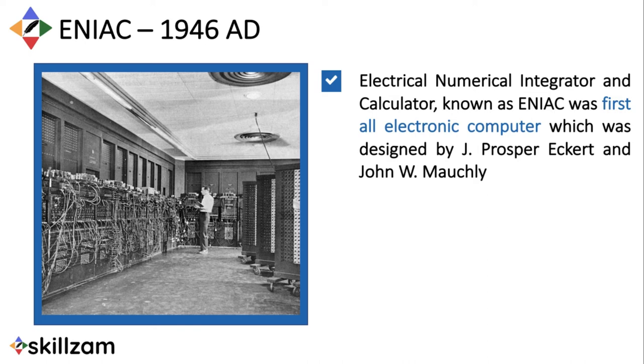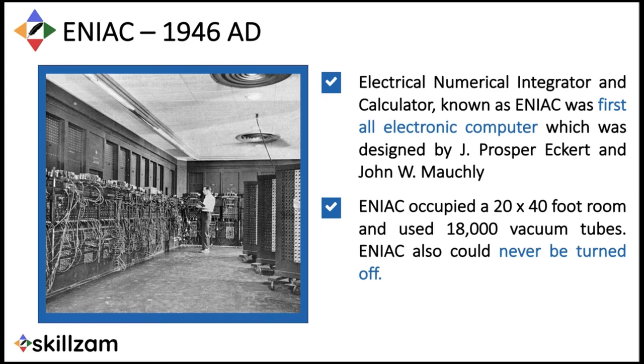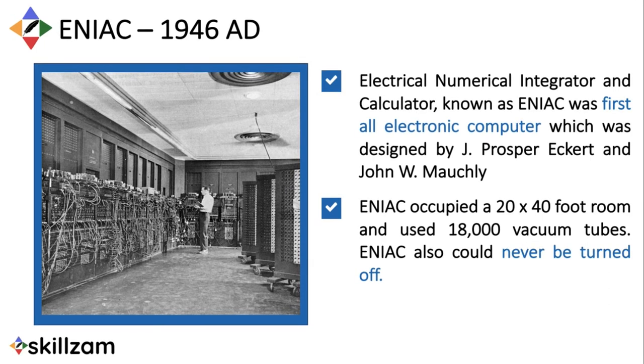Just to give you the size of ENIAC, it occupied around a 20 by 40 foot room and contained around 18,000 vacuum tubes. ENIAC could never be turned off. So if it was to be turned on, it blew too many tubes. It had a very limited storage capacity and it was programmed by jumper wires plugged into a large board.